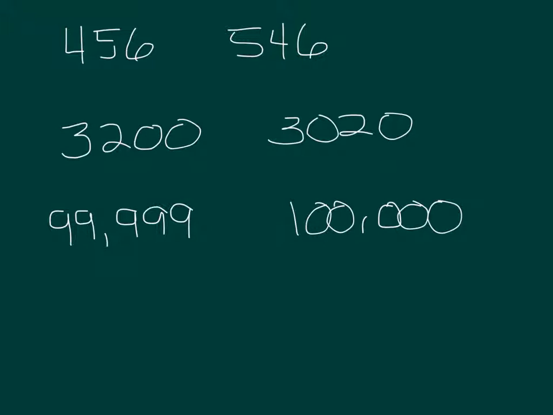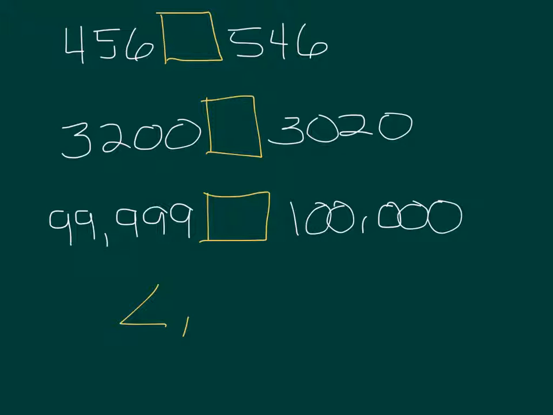I have three sets of whole numbers here. I'd like you to mentally draw your greater than or less than symbol. That would look like greater than, less than, I believe that would be less than, greater than actually, and equal to. One of those symbols would fit in each of these pairs of numbers. I would like you to mentally do that. If you need to pause the video, do so. And here come the correct answers.